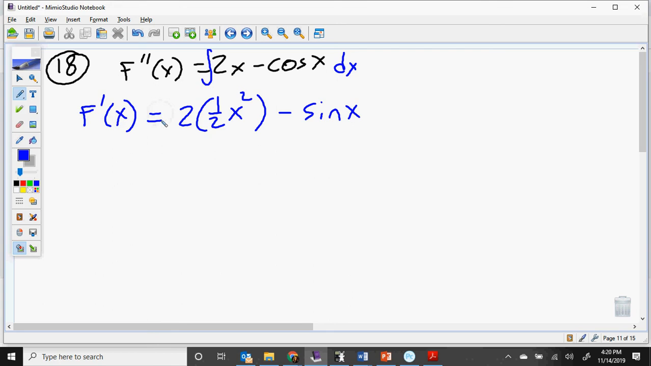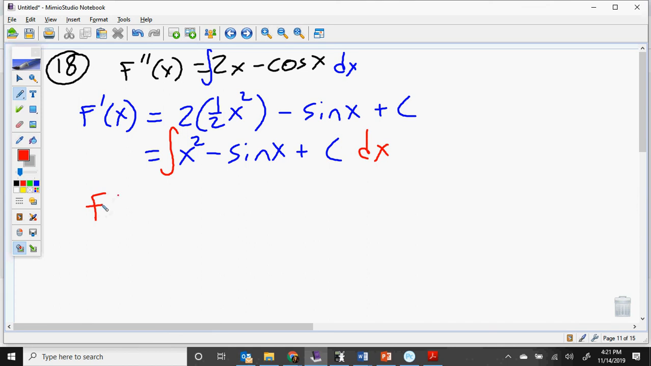Well, we want to find f, so we're going to take the integral one more time. Before I take the integral one more time, let's simplify that just a little bit. 2 times 1/2 is just x squared. So x squared minus sine of x. Oh, plus c. About made a mistake there. That would have been bad. Alright. So that's still f prime. So let's take our integral. And again, we're taking the integral of f prime, so this should give us f, what we're looking for.